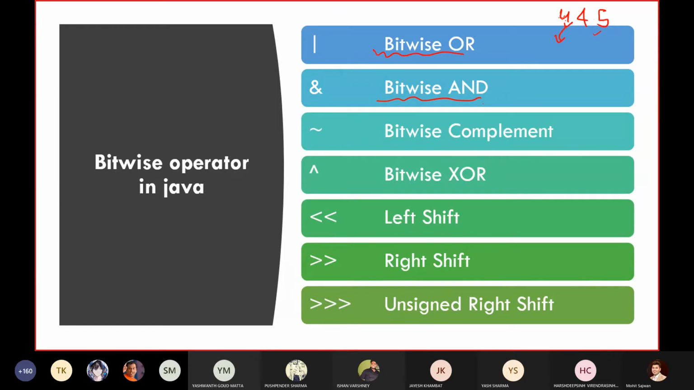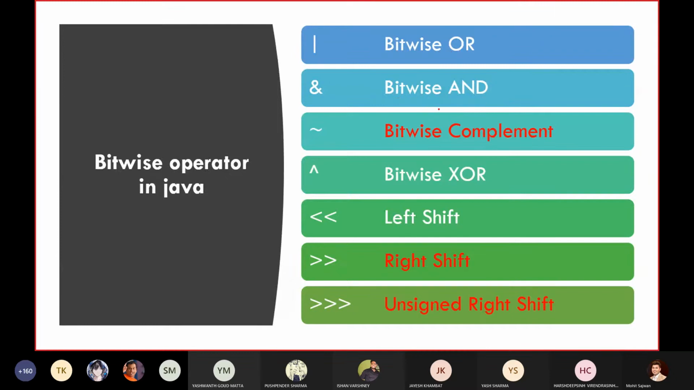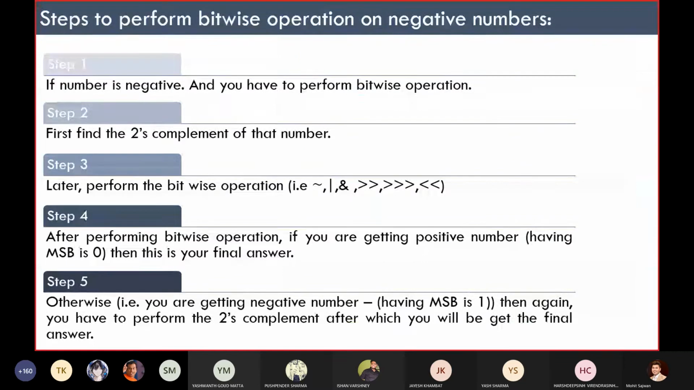First of all, you convert 4 into your machine level code, and then you convert 5 into your machine level code, and then you perform the OR operator, AND operator, or bitwise complement operator. For positive numbers, it is quite easy to perform all these operations. But for negative numbers, it's quite complex in comparison to positive numbers. Why? Because in Java, numbers are stored in 2's complement.